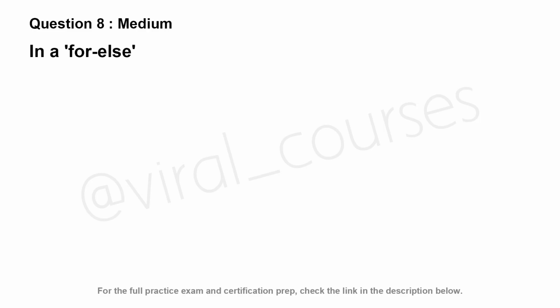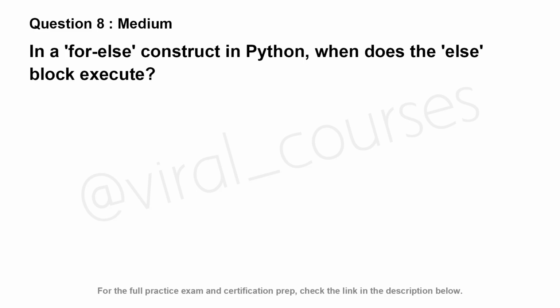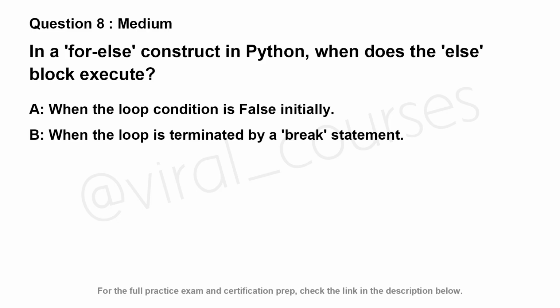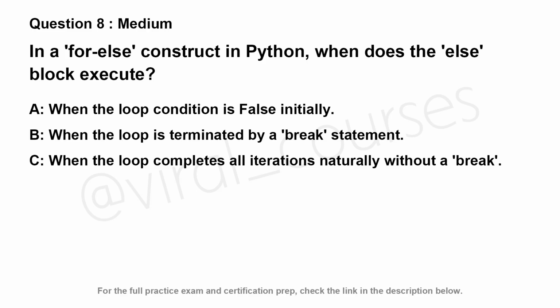In a for-else construct in Python, when does the else block execute? Option A, when the loop condition is false initially. Option B, when the loop is terminated by a break statement. Option C, when the loop completes all iterations naturally without a break. Option D, every time the loop finishes an iteration.